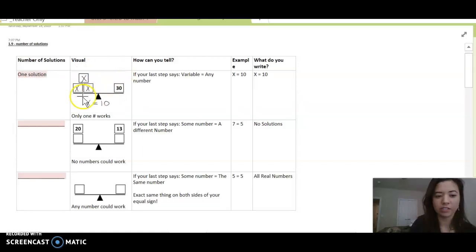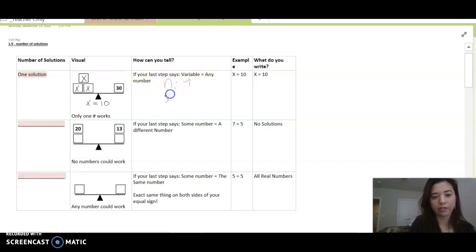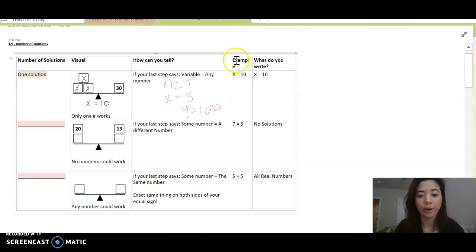And you can see I have this scale here with some boxes. In this case, each box here has to be 10 in order for this to balance. Think about it as each box has to represent the same number. So 10 would be the only number that each of these boxes could be, or this could equal 30. Now, how can you tell? If your last step has a variable equals any number, n equals 7, x equals 5, y equals 100, anything like that tells you you have one solution.